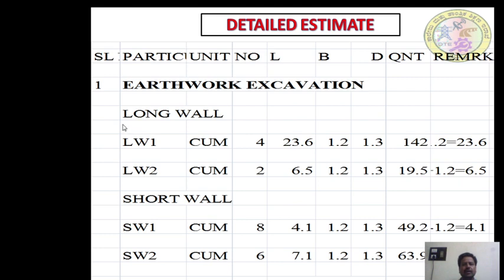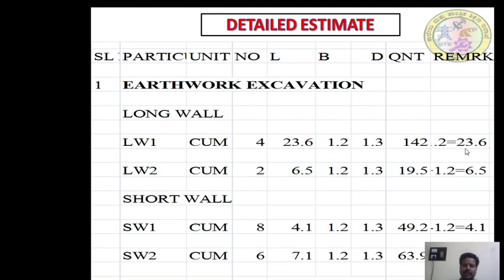So first of all, long wall, 30 centimeter wall, LW1, unit is cubic meter, 4 numbers. How to calculate the length? Remark: the center to center length of the long wall is 22.4, 22.4 plus 1.2, then it comes to 23.6.